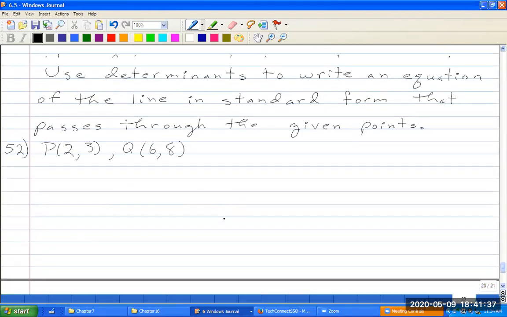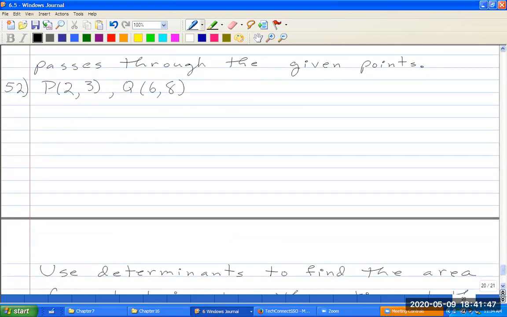Use determinants to write an equation of the line in standard form that passes through the given points. So first, let's do the two-point form. I have x, y, 1; 2, 3, 1; 6, 8, 1. I know that this is supposed to equal 0. And so let's do the determinant.